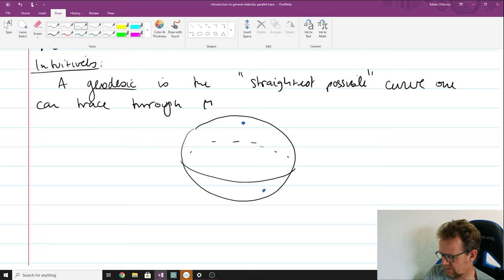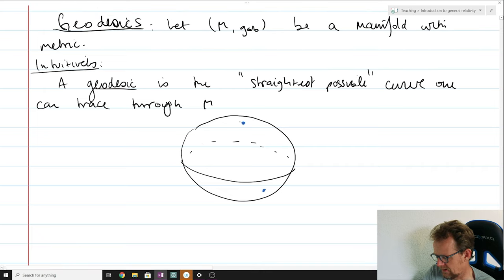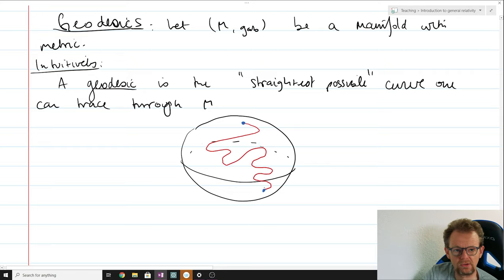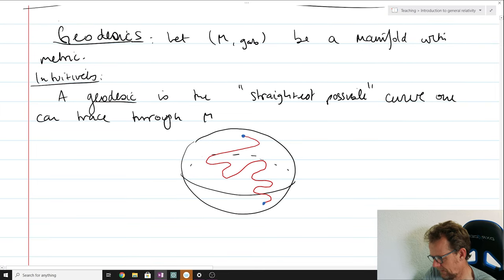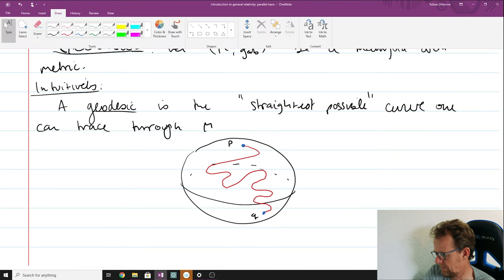So suppose you have a manifold M. I'm taking here the surface of the sphere embedded into three-space. Now, it's kind of clear that some curves are straighter than other curves, right? So let's take a look at this curve here in red that connects the points P and Q. It wiggles all around the surface of the sphere, but it gets to Q eventually. Starts at P, ends at Q. So the red curve is a curve on M, but somehow it's not the straightest curve, right?